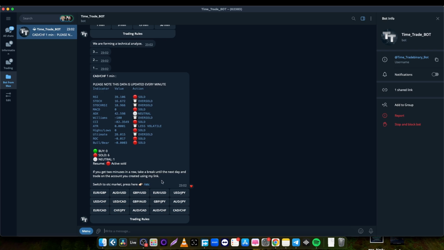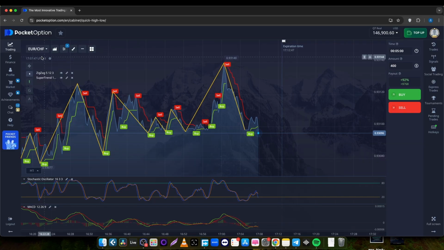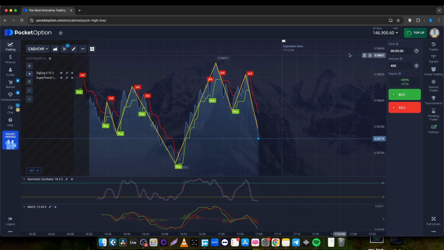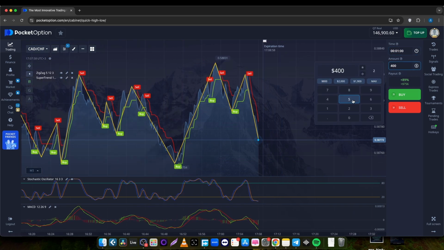Well, I'll start a turbo boost of the deposit. Now, I will choose a pair for this trading session. I will work with the Canadian dollar and Swiss franc. Expiration time is 1 minute. In the first trade, I will invest $500. In each subsequent trade, I will increase the investment amount by $500 to boost the deposit.